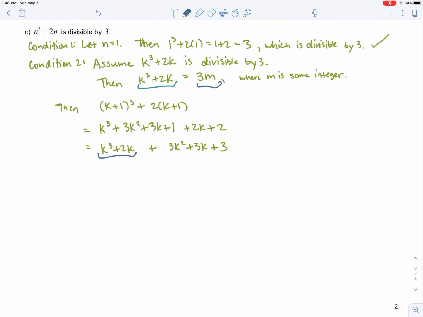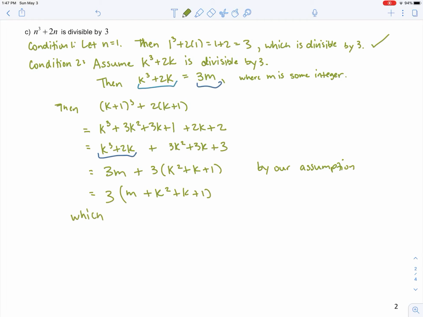So this, I am assuming, is equal to 3m. So I'm going to make that replacement. Plus, and I'm going to factor out a 3 here. Oops, I'm factoring out the 3. So that first part, the replacing k cubed plus 2k with 3m was by our assumption. Why am I doing that? Well, I want to show this entire thing is divisible by 3. And I'm seeing that both terms I have here contain factors of 3. So if I factor those out, I get 3 times m plus k squared plus k plus 1. Okay, and that is divisible by 3. How do I know that? Because there's a factor of 3. It's factored out for us.